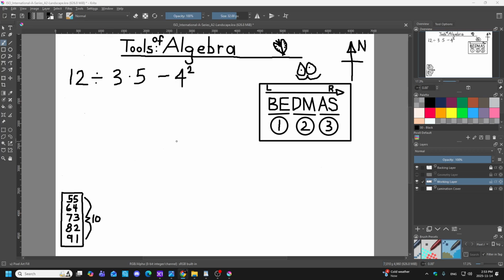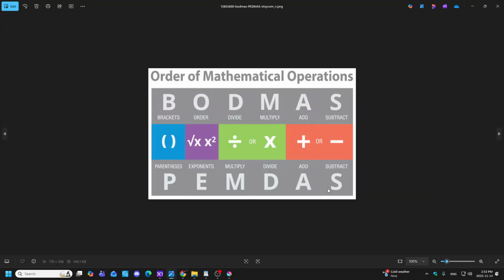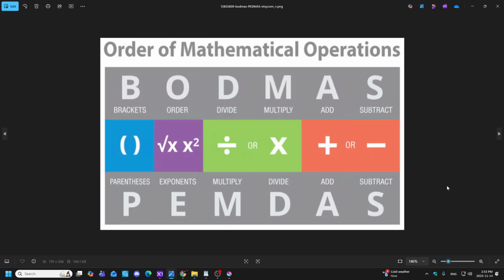Alright, continuing with this problem. Quickly, I will share the basic general rules of order of mathematical operations, also known as BODMAS, PEMDAS, BODMAS, potatoes, tomatoes. It doesn't really matter what it's called, boys and girls, because it all cooks the same.